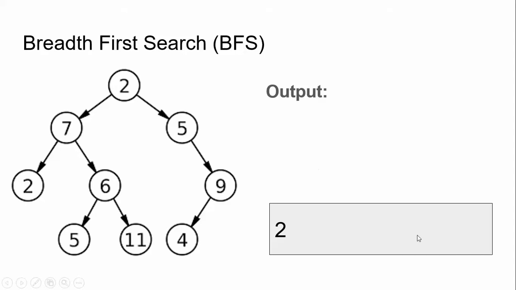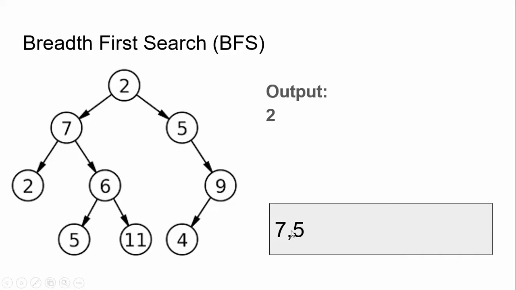So here's a queue. This is our queue down here at the bottom. This blue rectangle represents the contents of our queue. So I'm going to put the first node in the queue. That's our 2. All right. So now what's my algorithm say? It says pop out the 2 and put the 2's children into the queue. So I've pulled out the 2 and I've put in the 7 and the 5.